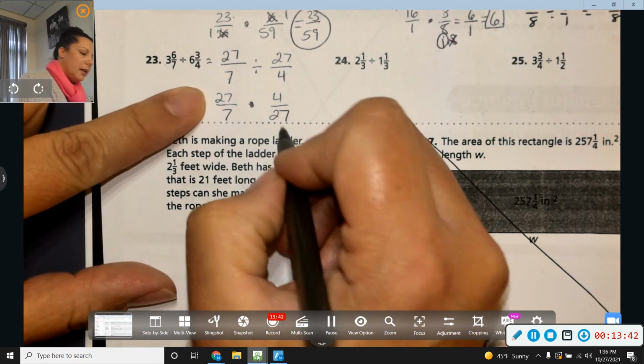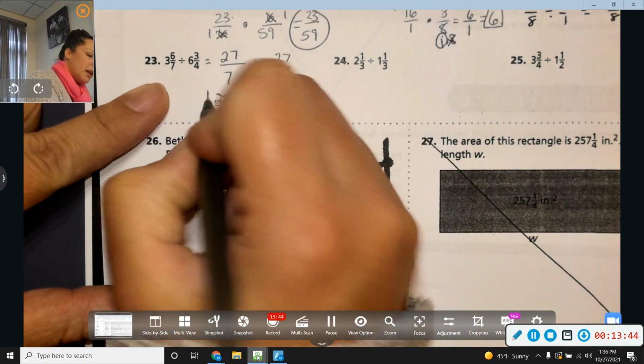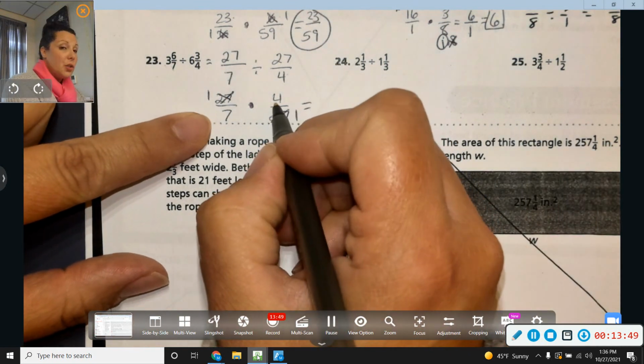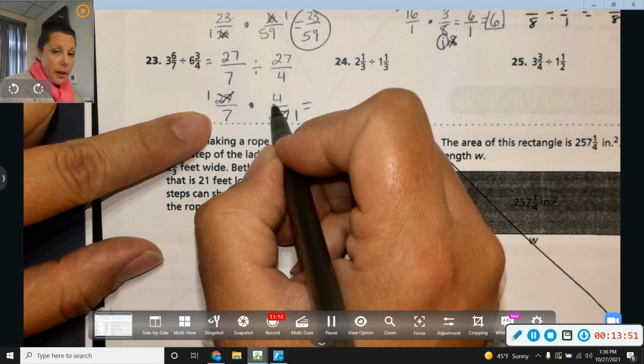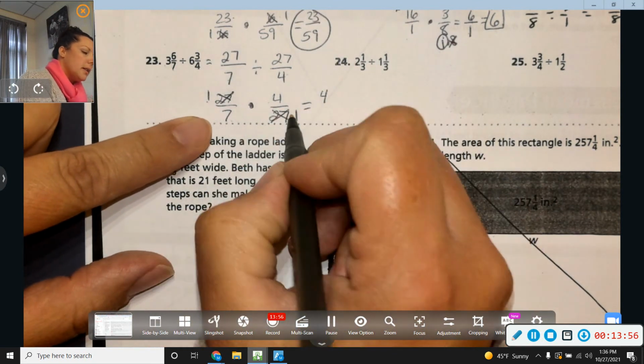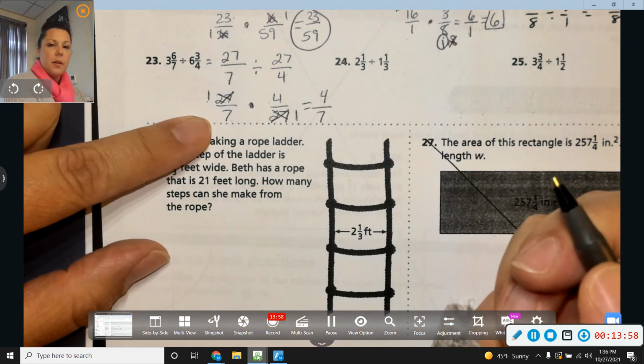Love it. Crossing 27 out, changing them to ones. 4 and 7 do not reduce. You can't divide a number out of both of those. So 1 times 4 is 4. 7 times 1 is 7.